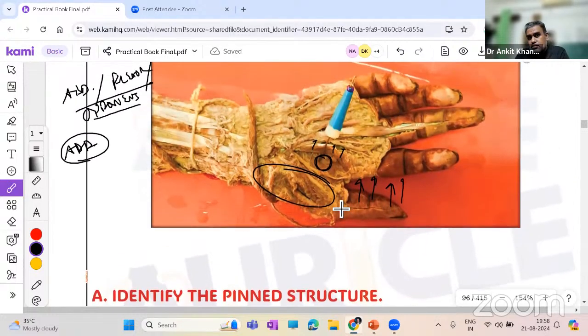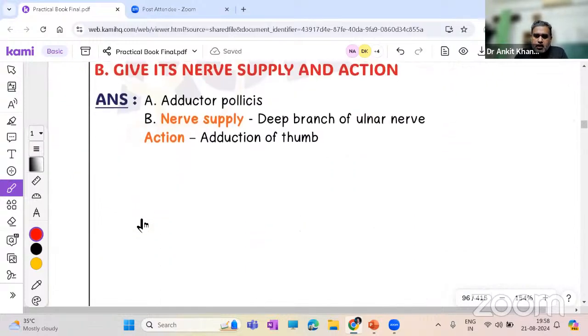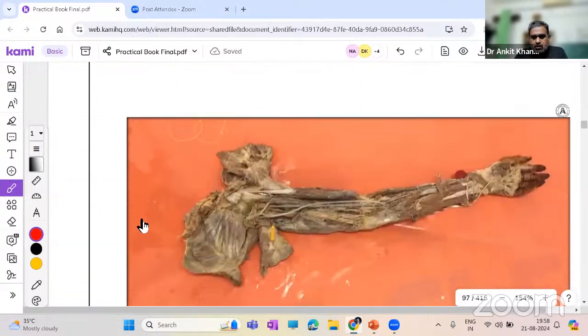Nerve supply is again a very famous question. Most of these pollicis muscles are supplied by the median nerve. This is the exception, which is supplied by the ulnar nerve, deep branch. Okay, deep branch of ulnar. Yes. One more spotter over here.